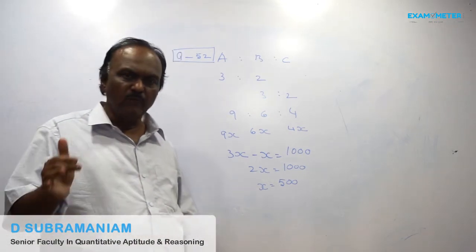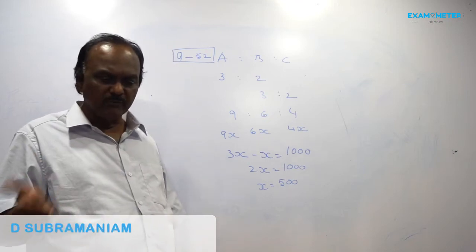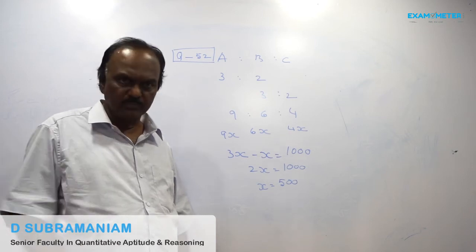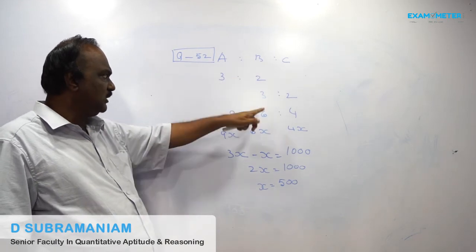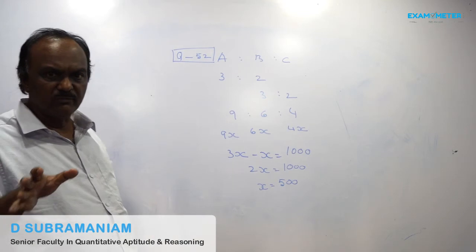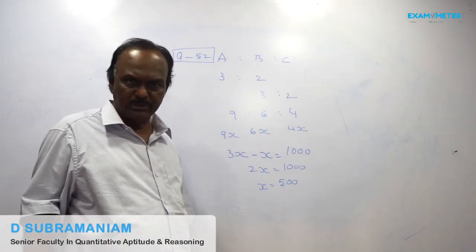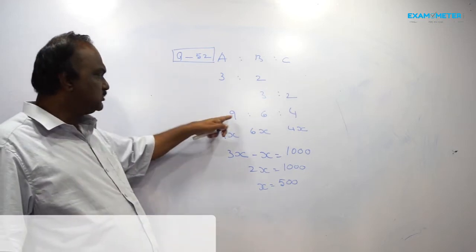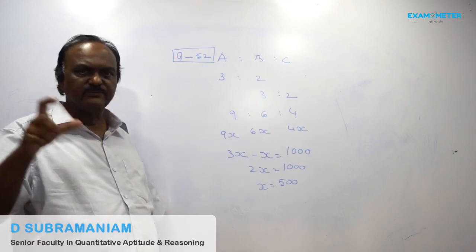The ratio of incomes of A and B and also those of B and C are in the ratio 3:2. So A is to B is 3:2, B is to C is also 3:2. Whenever a situation comes like this, we have to find out the compound ratio. You know how to find out the compound ratio. We have done so many problems previously. So 9:6:4. That means 9x, 6x, 4x.